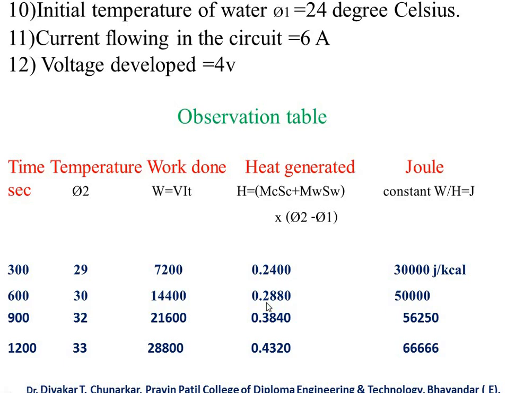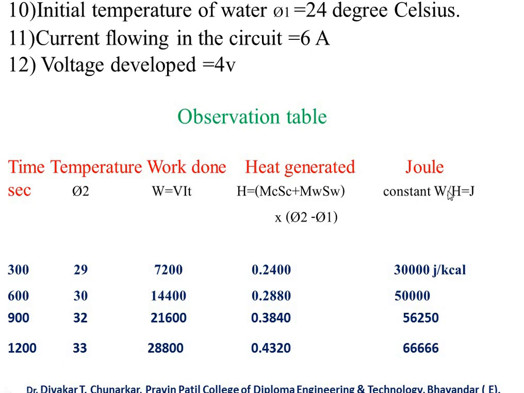Here it is 2.880 into 10 to the power minus 3. Here also 3.840 into 10 to the power minus 3. Here it is 4.320 into 10 to the power minus 3. This value we can write in the power form.